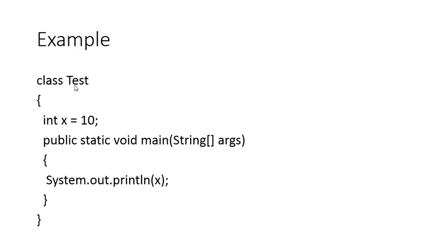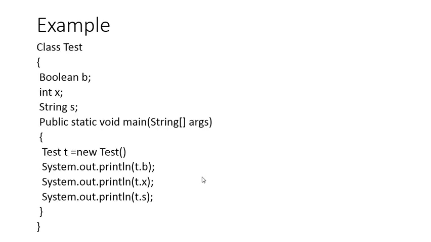Here we have to declare class Test, integer x equals 10, and declare the main function. An instance variable you have to declare inside the class and outside the method or constructor. That type of variable is called an instance variable. When you access these instance variables inside the static area, you cannot access them directly. So with access we have to use the object.